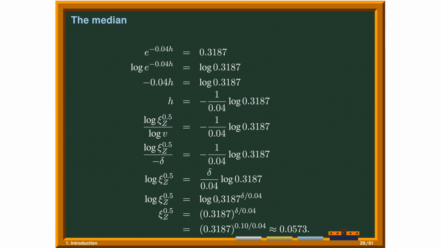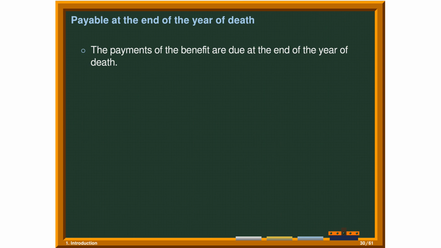And so getting the antilog, we now get the median to be this expression. But then we note that delta is actually 0.10. So the median is approximately 0.0573. Okay? So I think I'll stop this second video lecture here.